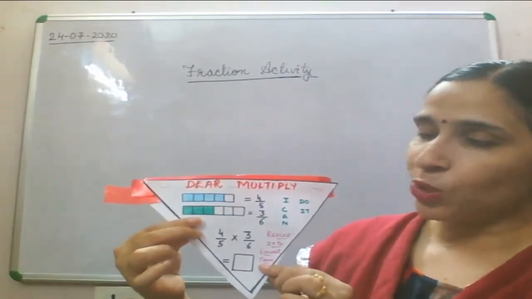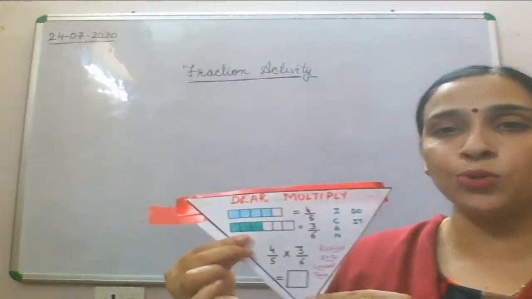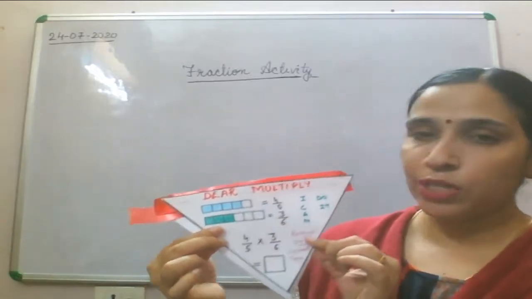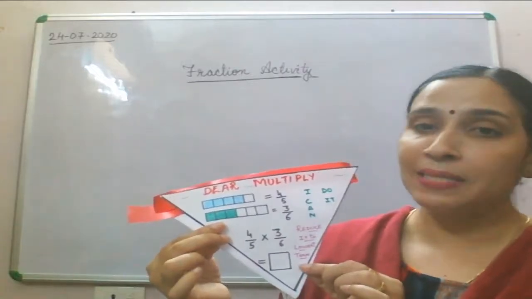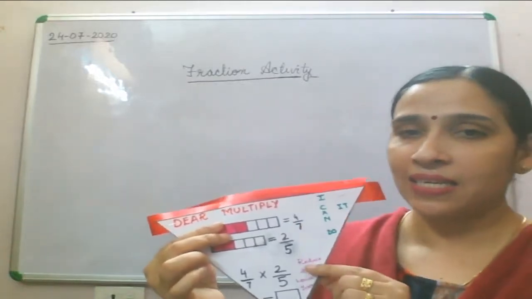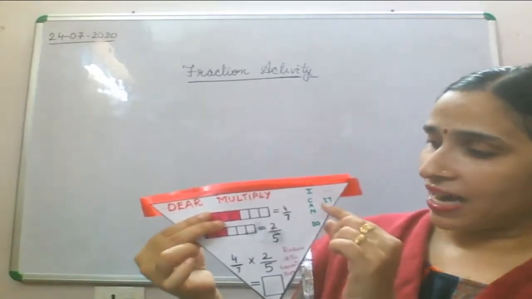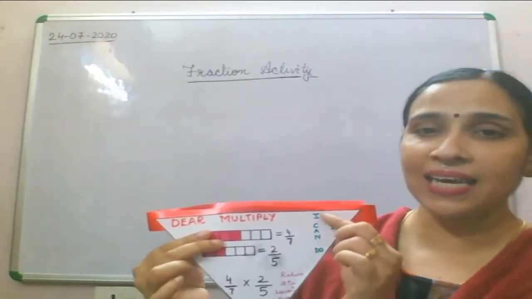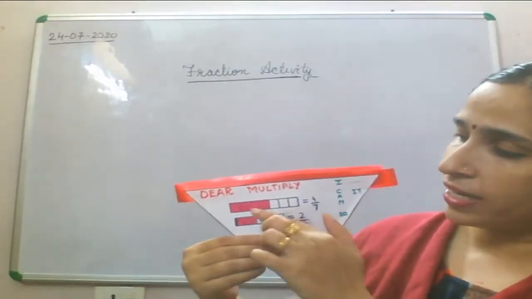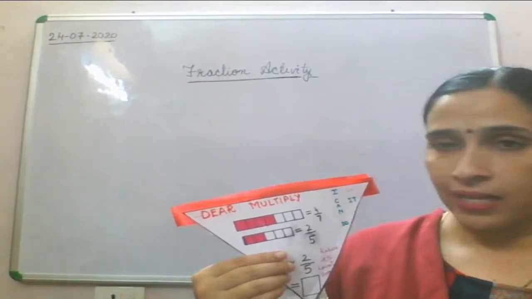Fine, children. Similarly, this activity you are going to do in your copy. After doing the multiplication you are going to reduce it to the lowest term. Similarly I have made one more triangle. See this again: dear multiply, we are not scared of you, I can do it. Quite an interesting activity. Instead of taking squares or rectangles, you can take any other shape also. You can take a circle also in this.